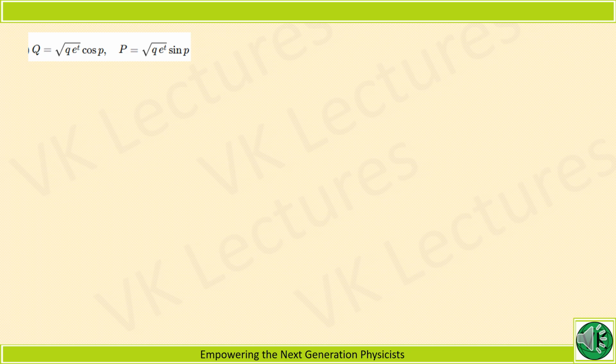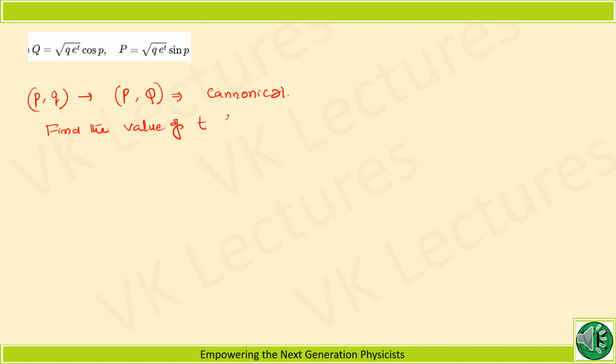For the given transformation from small p, small q to capital P, capital Q, it is already given that it is canonical. Find the value of t for which the given transformation is canonical.